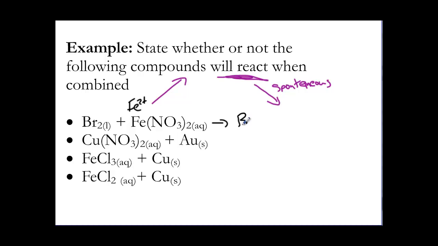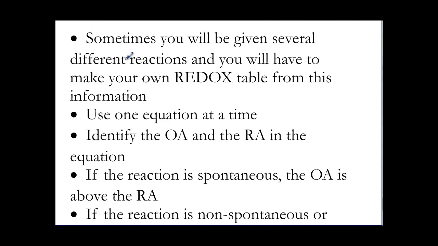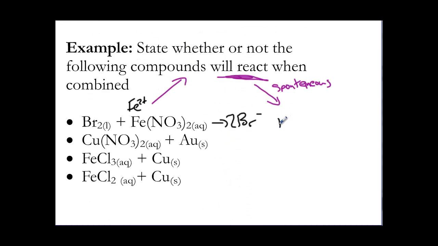So that means one of the products will be bromine negative. Two bromine negatives, I guess. And then this reaction is going to go back the other way. This iron 2+ will become that iron 3+. Wrong way.